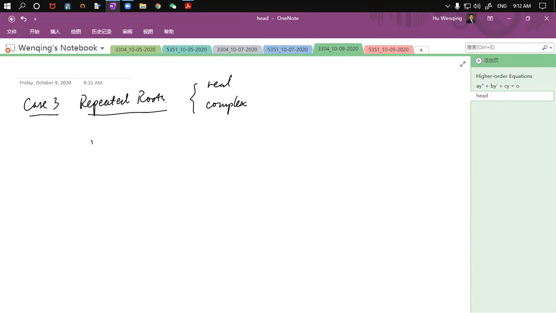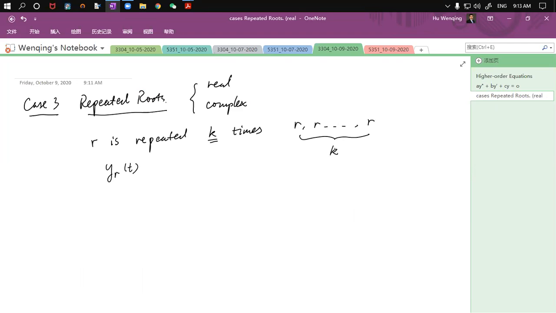So suppose the root r is repeated, let's say k times. First you construct the solution, let's say y_r of t. Then what are you going to do? Well, there are going to be k such roots, so you're lacking k minus 1 solutions. You just created one solution, that is y_r of t.